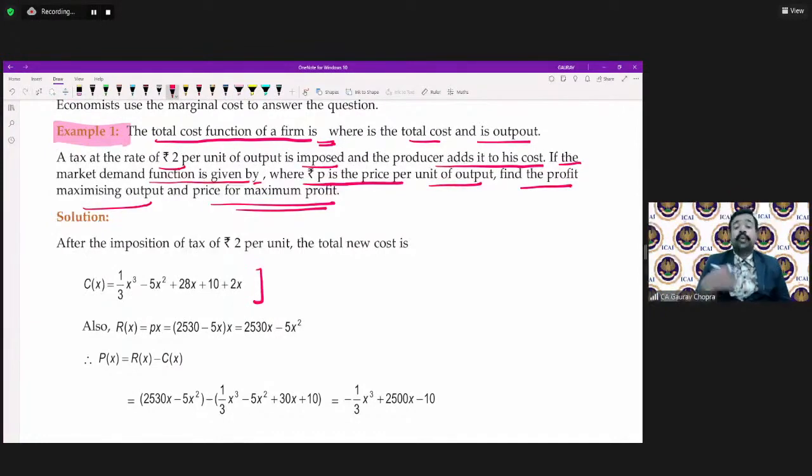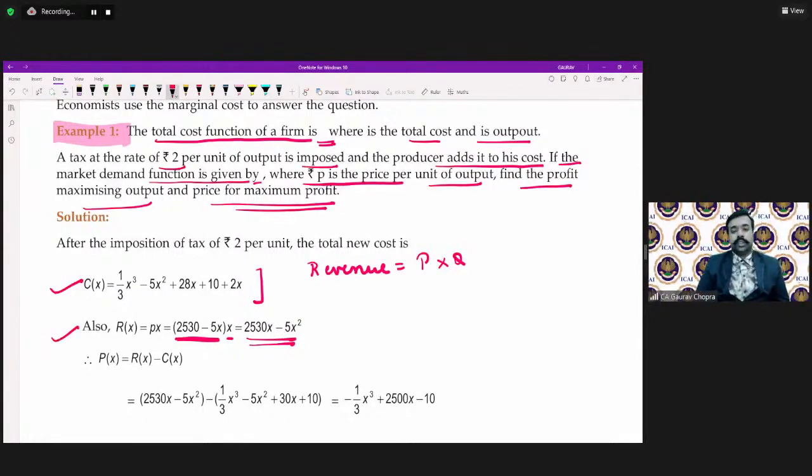Now revenue, how to calculate the revenue? Revenue means price multiplied by the number of units sold, the quantity sold. Price is simply taken as P. If P is the price and Q is the quantity, we can simply multiply those two things. This function was given in the question. This was the P function, multiplied by the quantity, that is X. So this is the revenue.